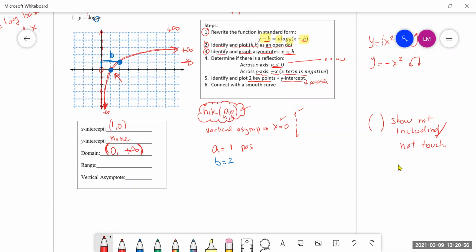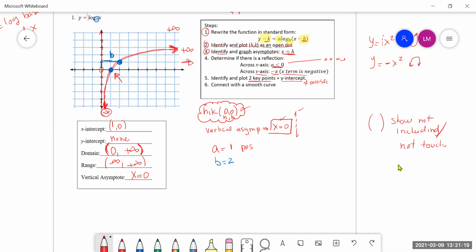The range, we always read from bottom up, so negative infinity, and we are going up forever. So the range is a smooth curve that goes down forever and goes up forever. A vertical asymptote, we already decided, is right here, x equals 0. So there's our graph, okay?